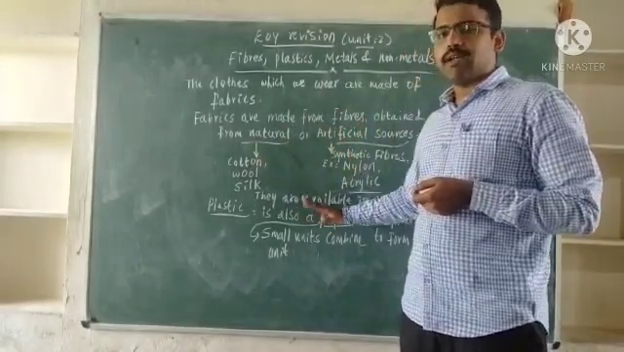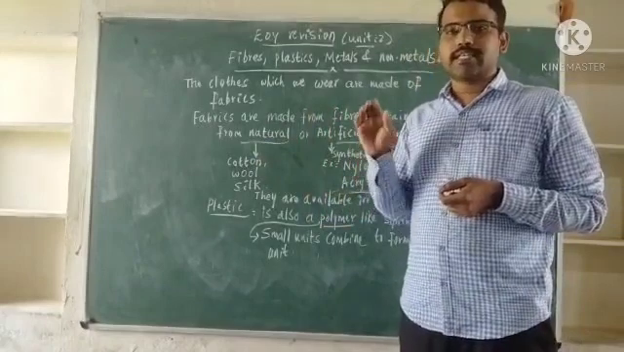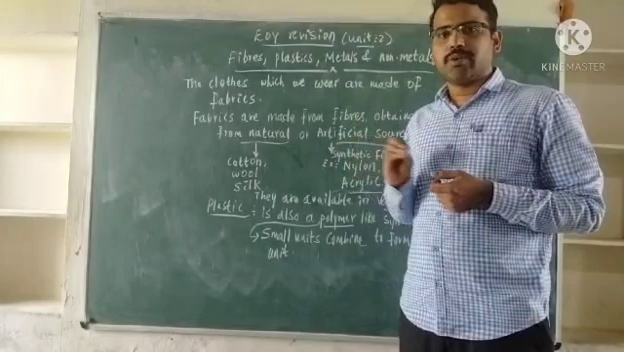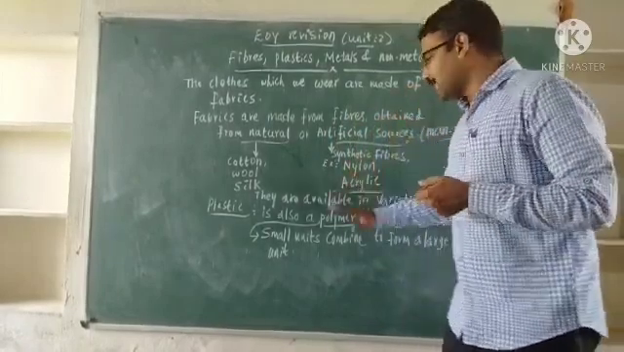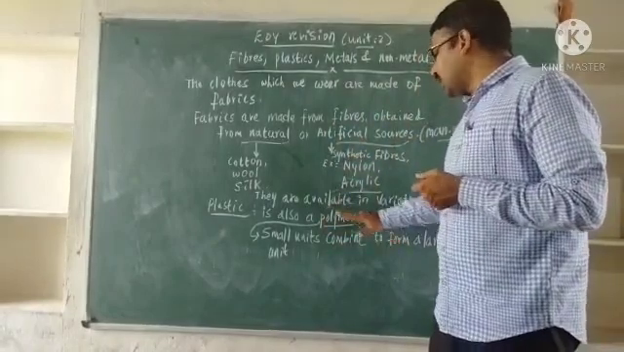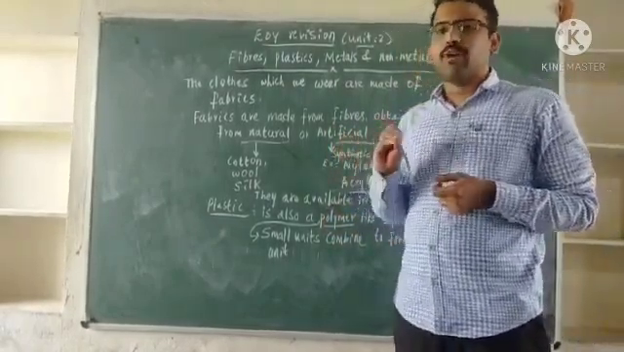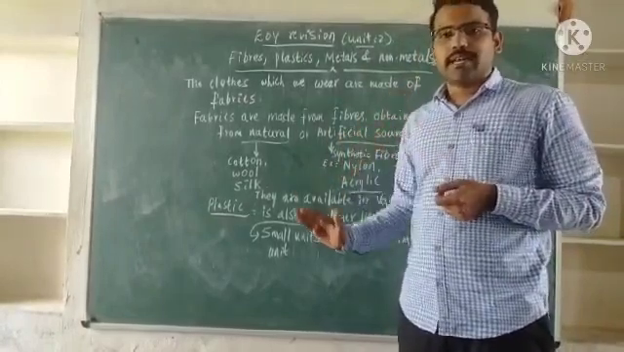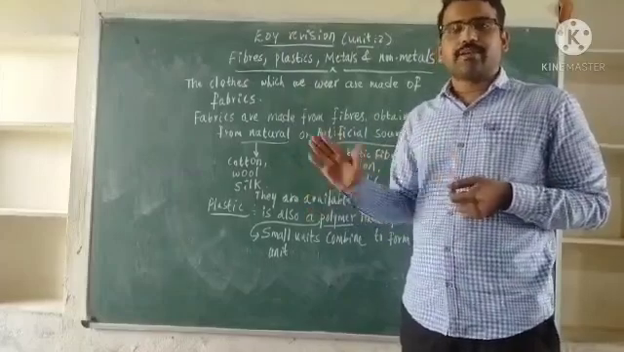Let us learn about plastic. Plastic is a polymer. Polymer means small units combined to make a larger unit. Like synthetic, many small units will combine to form a larger unit. These characteristics we will learn in the next topic.